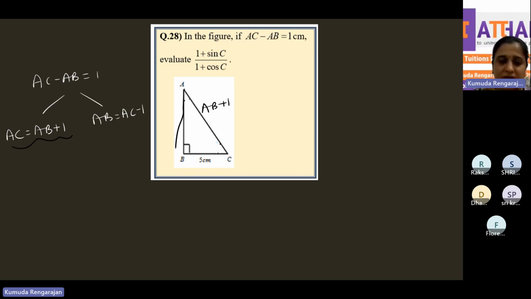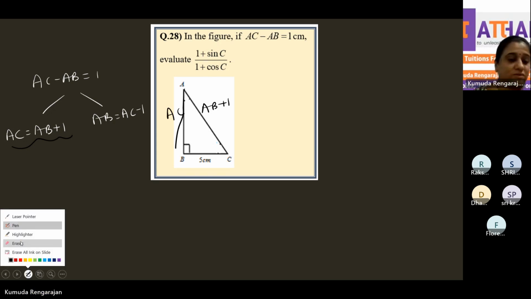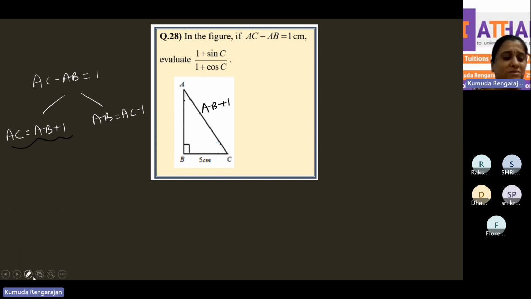AB is AB. AC is AB plus 1. BC is 5. AB is AB only. AC is AB plus 1 and BC is 5.